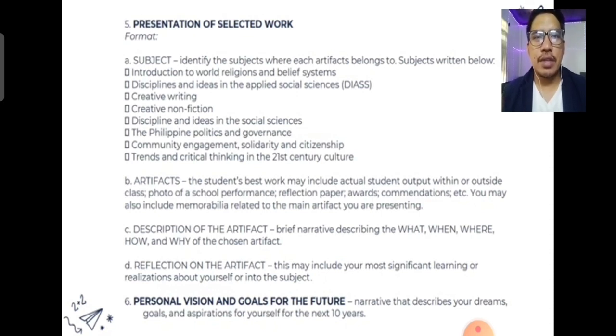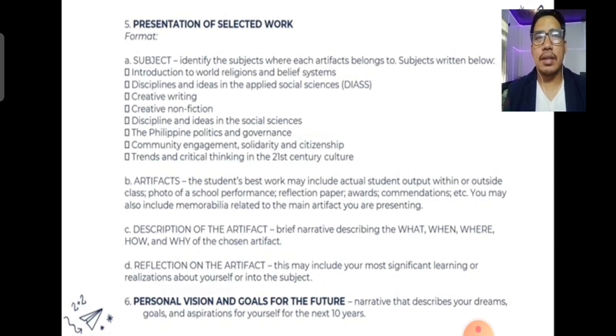inyong portfolio, you're going to answer personal vision and goals for the future, which is included doon sa inyong LAS week 1 and 2. Nandoon yung 3 question yata yun. So it is a narrative that describes your dreams, goals, and aspiration for yourself for the next 10 years. And aside from that question, meron pang 2 kayong sasagutan. And that will be the last part of your portfolio. Again, the keyword is creative portfolio.